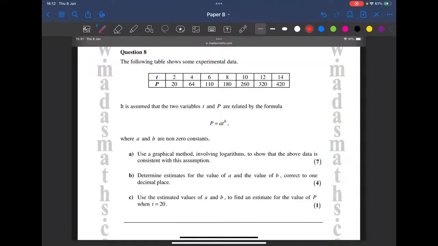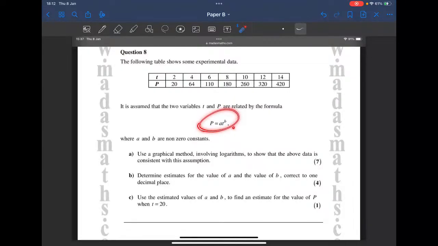Yeah, we've got some table here. We need to figure out basically the exponential stuff that's going to go on down here. So we've got lots of numbers going on. A and B are non-zero constants. Use a graphical method involving logarithms to show that the above data is consistent with this assumption. Use a graphical method. So I'm going to guess then that we're going to plot log of P.